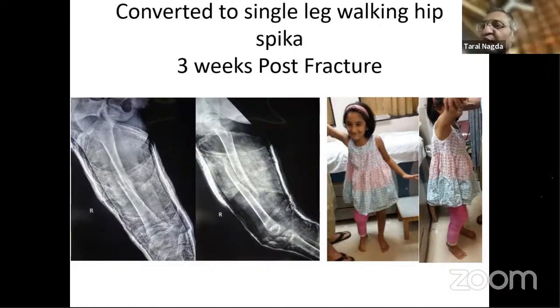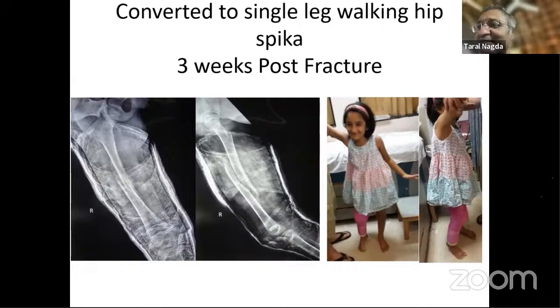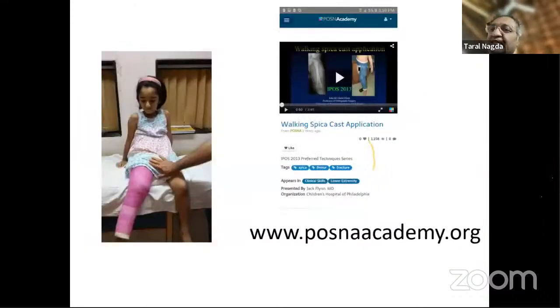If the patient had come to me on day 1. I saw the patient after 2 weeks, in a Thomas's splint, by which time the fracture had already become gummy, and it's not easy then, even at 2 weeks, to do a nailing with a lot of callus. So we just converted the Thomas's splint into a single leg spica, and that was sort of the first time I applied it after reading Jack Flynn's article and his video on POSNA's site, and this patient did well. Those of you interested, there's an entire video of walking spica cast application on POSNA Academy, and you can go and check. So that's what I checked and did.